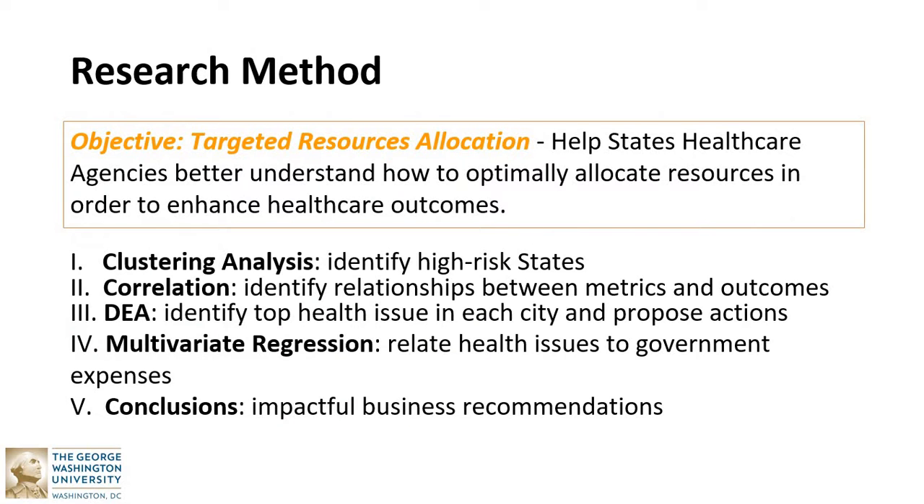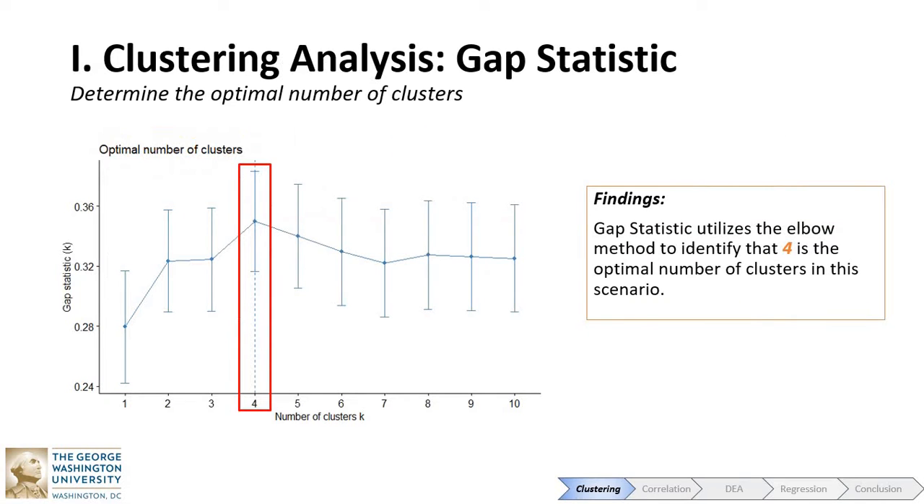and public health. So our targeted resource allocation methods start with a clustering analysis to identify high-risk areas, a correlation analysis to identify the relationship between certain unhealthy and healthy behaviors and the effect on health outcomes, a data development analysis to identify the top health issue in each city and propose reasonable actions, and we want to incorporate government costs, so we include a multivariate regression model for cost, and we finally make our impactful business recommendations.